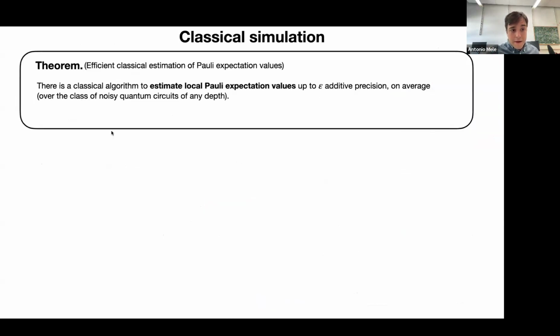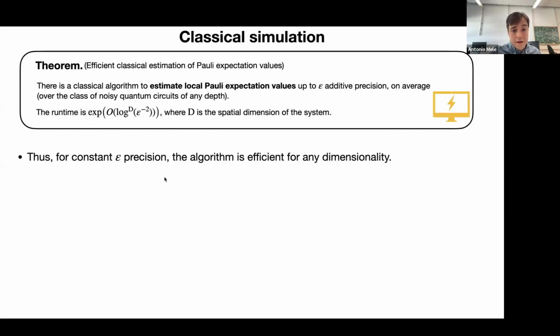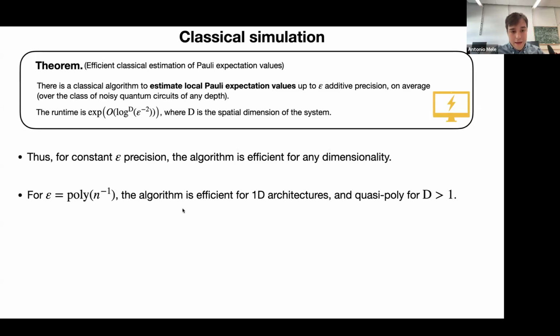So in summary, we have shown that there is a classical algorithm to estimate local Pauli expectation values to epsilon additive precision, on average over the class of noisy quantum circuits of any depth. The runtime is exponential in log to the d of epsilon minus 1, where d is the spatial dimension of the system. Before I showed 1D, but the same arguments can be applied to arbitrary dimension. This implies that for constant precision, the algorithm is efficient for any dimensionality, like 1D, 2D circuits, or whatever. For inverse polynomial precision in the number of qubits, the algorithm is efficient for 1D architectures, and quasi-polynomial for d larger than 1, like d equal 2.